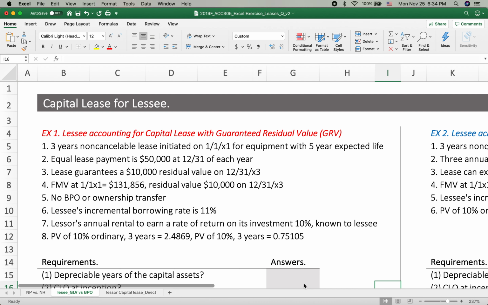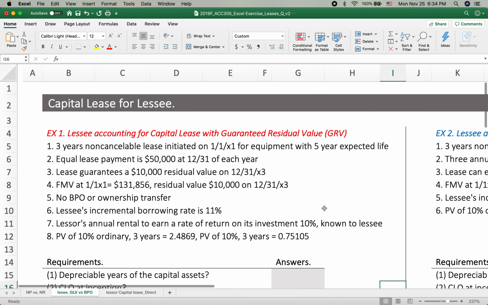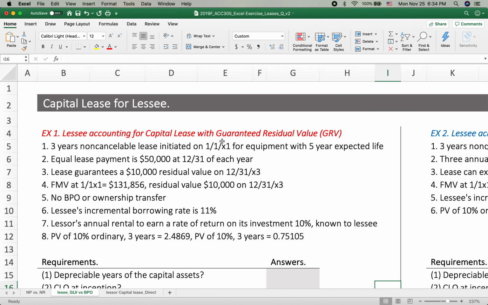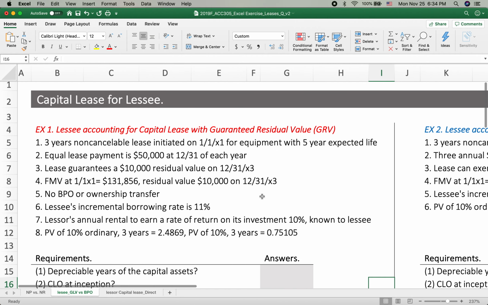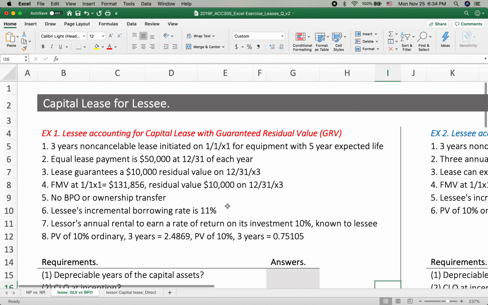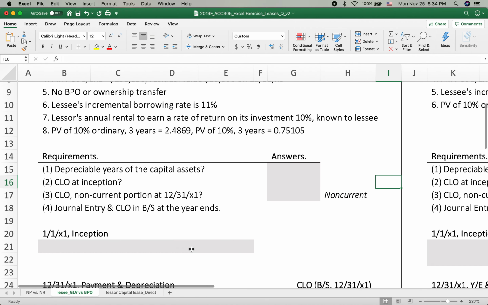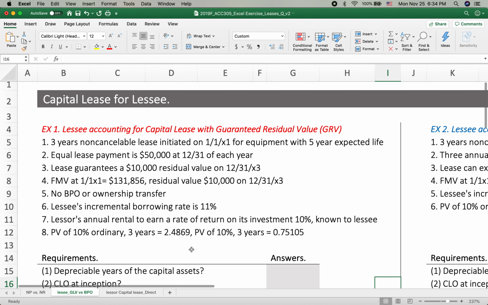Okay, guys, let's practice the capital lease for Lessee's accounting with two exercises. The first exercise is about the guaranteed residual value cases. The second one is the bargain purchase option cases. But for this video clip, we'll cover these exercises.